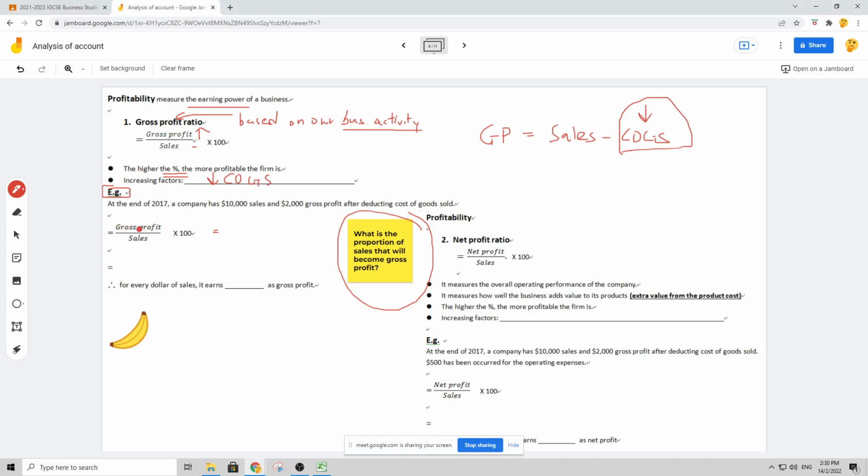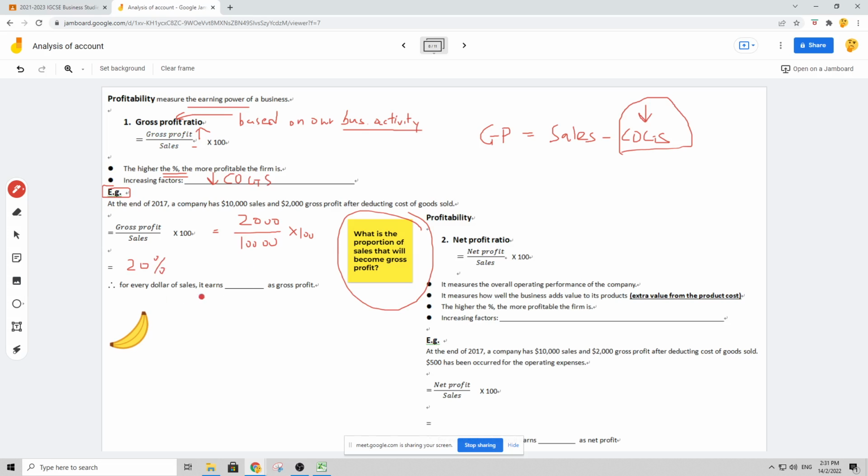If you are already aware of this, you can just finish your working here. We have our gross profit, which is $2,000, and our sales, which is $10,000, which will give you 20%, because at the end of the day, you're going to make it back to percentage. So if you use the number here times 100, then you will get 20%.